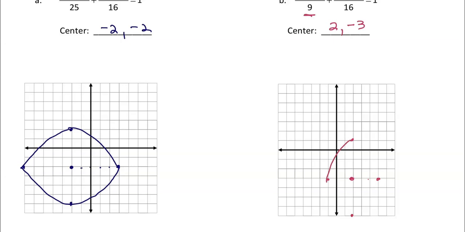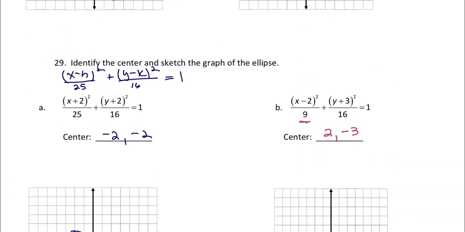And then I'm going to play connect the dots again. And you can see this one is stretched vertically, whereas the other one was stretched horizontally. And there you have it, and we are done with the review.